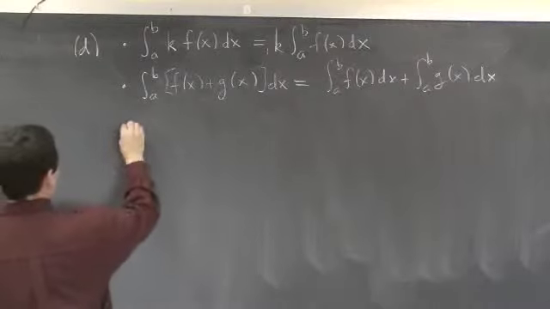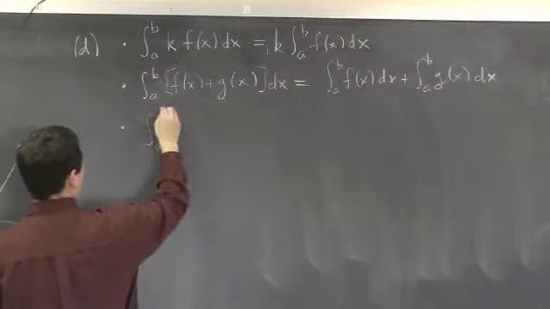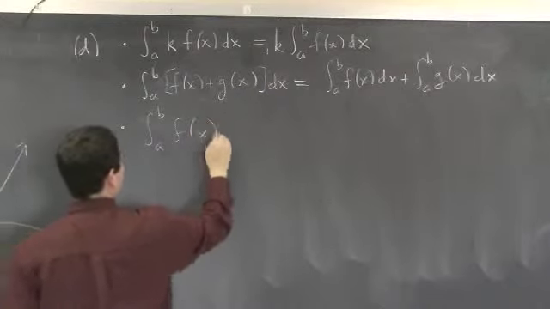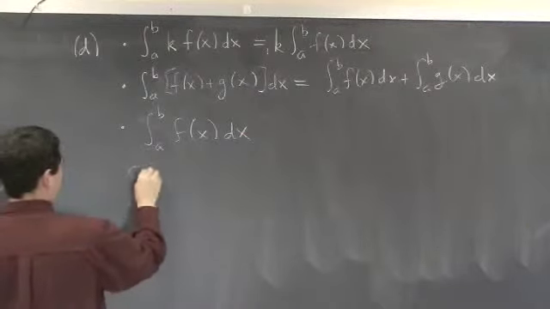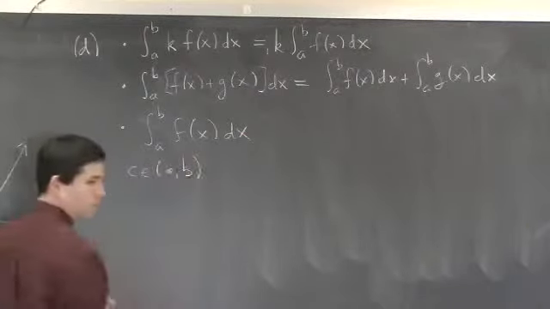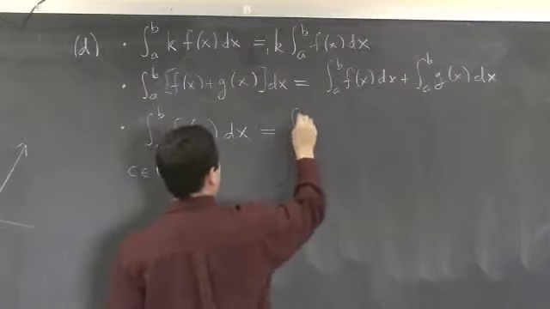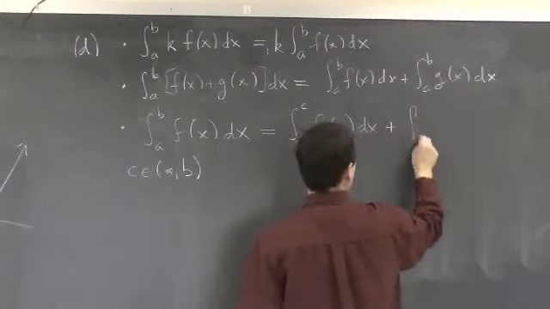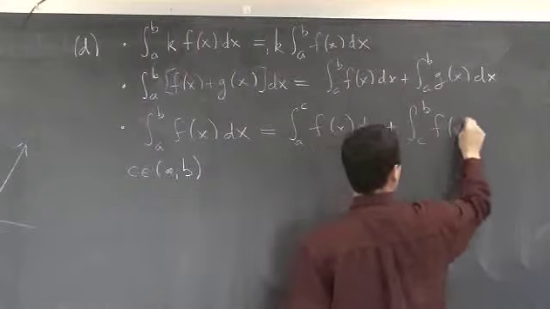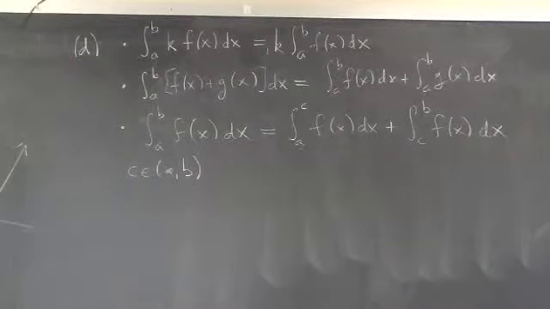Okay, here's one that we've already seen. So here, let's say we start with our integral, and I choose some c in between a and b. Then we know we can break this up at c. The whole is the sum of its parts. That's all it says.